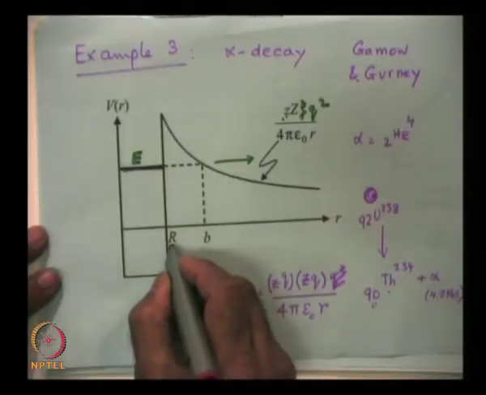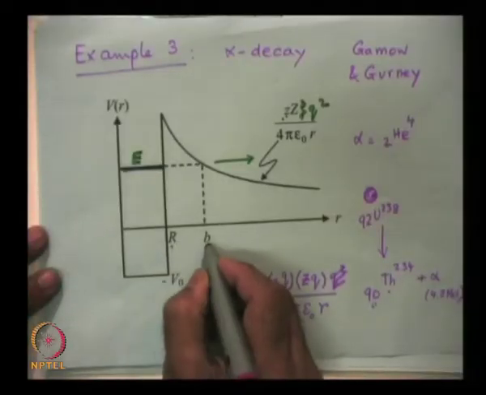So, we can now use the same formula for the alpha decay problem. You have the energy, one of the turning points is a and the other turning point is b.